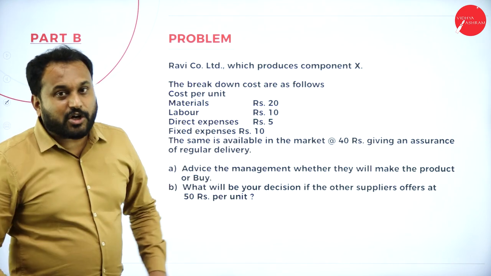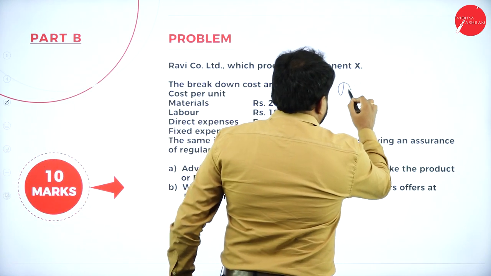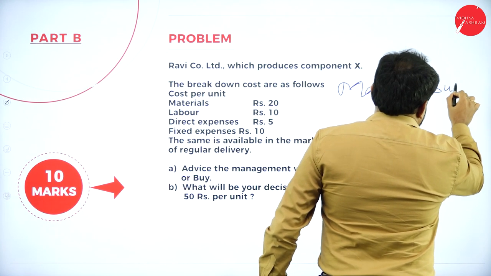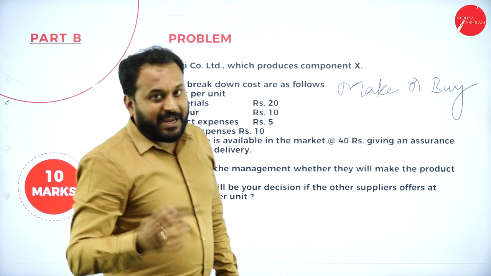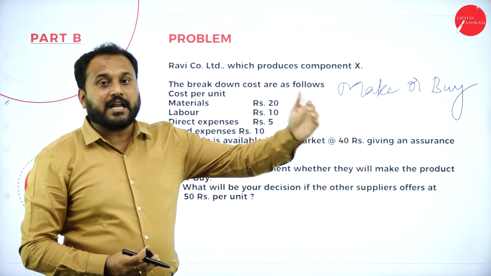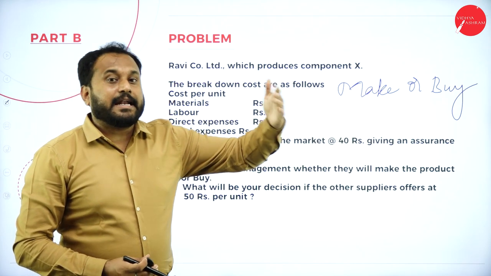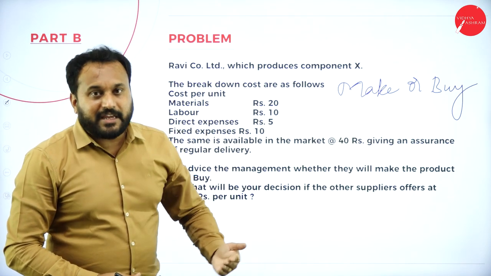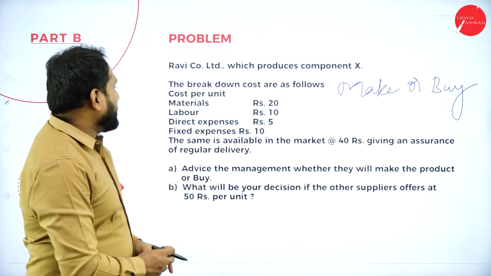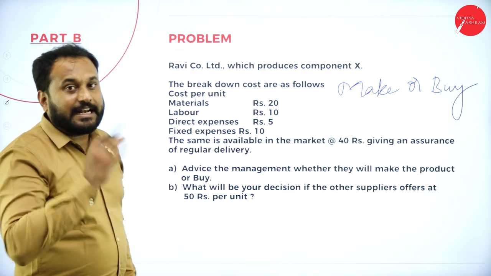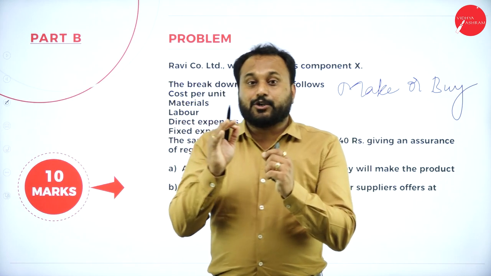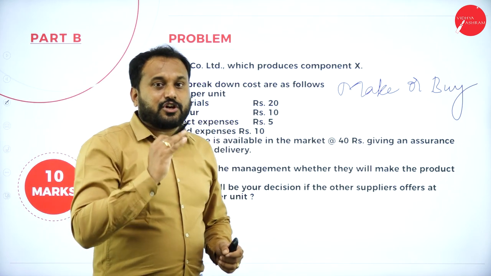See, whenever you go with a make or buy decision, I'll give you a hint here. Whether you need to make the product or buy the product. Whenever I make a product, that means I want to manufacture it. When will I manufacture the product? When the market price is higher and I can reduce the cost while making the product, I'll go with make. If I cannot, I'll go with buy. Whenever this question comes, always understand, never include fixed costs or fixed expenses when you decide to make the product, because they are always constant.